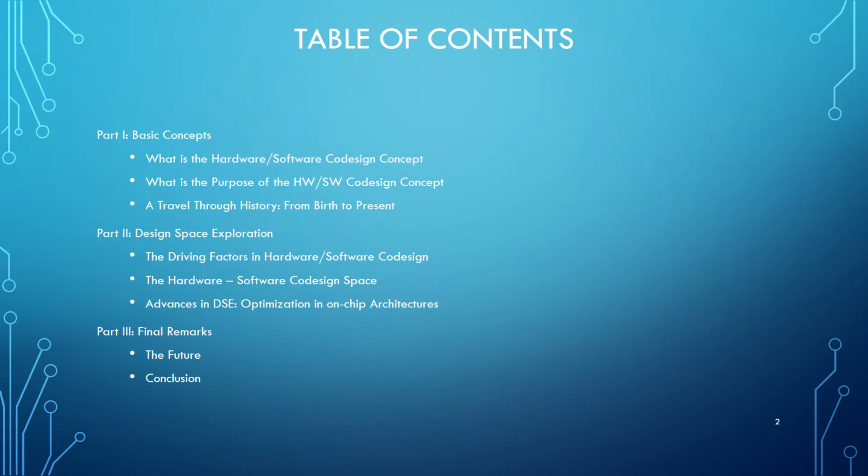We will then talk about the past and present of the co-design in a travel through history from birth to present. Part 2 of the lecture will discuss the core topics of the design space exploration. We will start off by discussing the driving factors in the co-design realm, then the advantages and disadvantages of the co-design space between the hardware and the software. Finally, we will touch briefly on the advances in the design space exploration, specifically in the on-chip architectures.